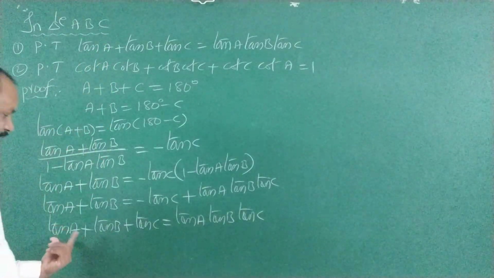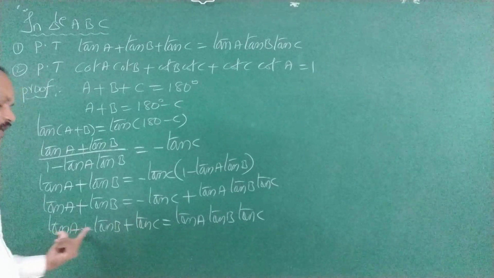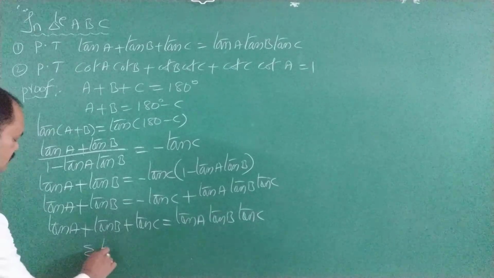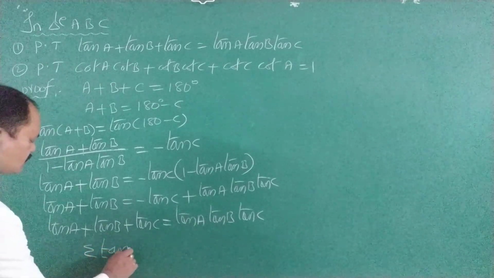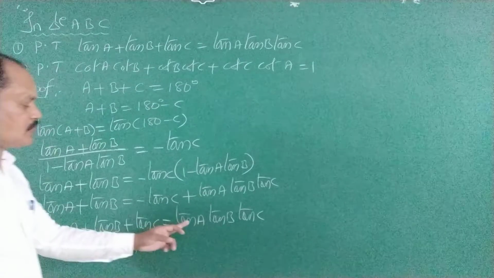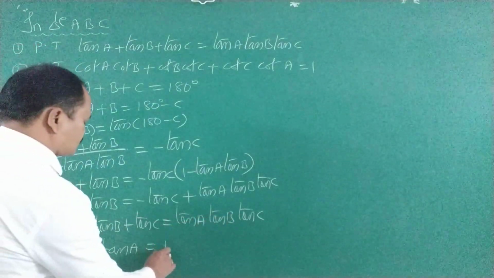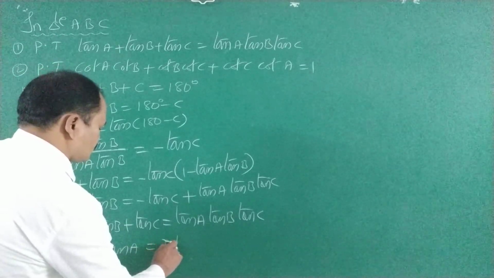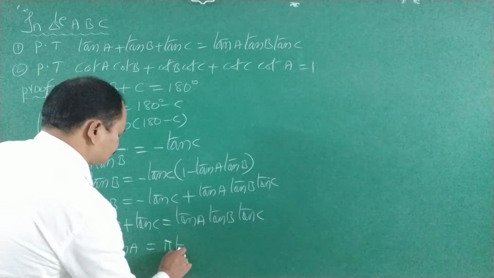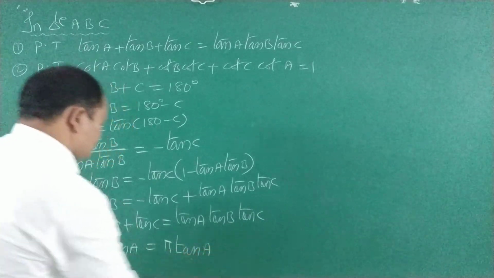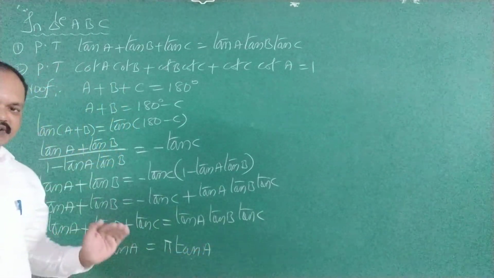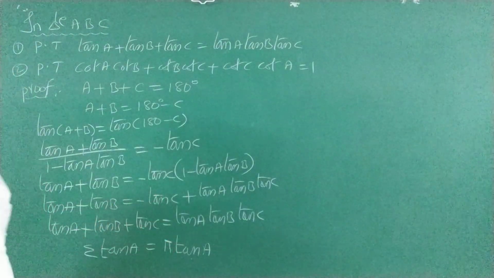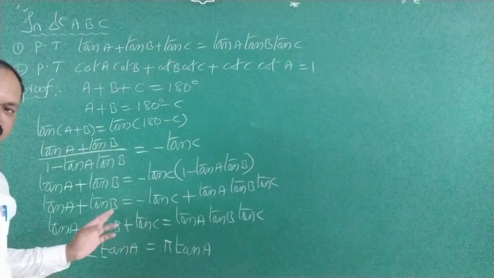Now observe, this sum of these consecutive three terms represents sigma notation, sigma tan A. The product of these three terms represents pi, so pi tan A. Sigma tan A means tan A plus tan B plus tan C. Pi tan A means tan A into tan B into tan C. That's why it represents sigma tan A, sigma tan B, sigma tan C.